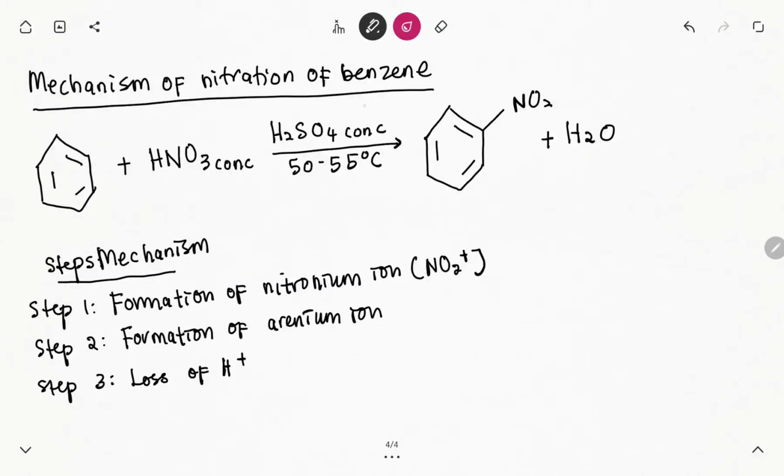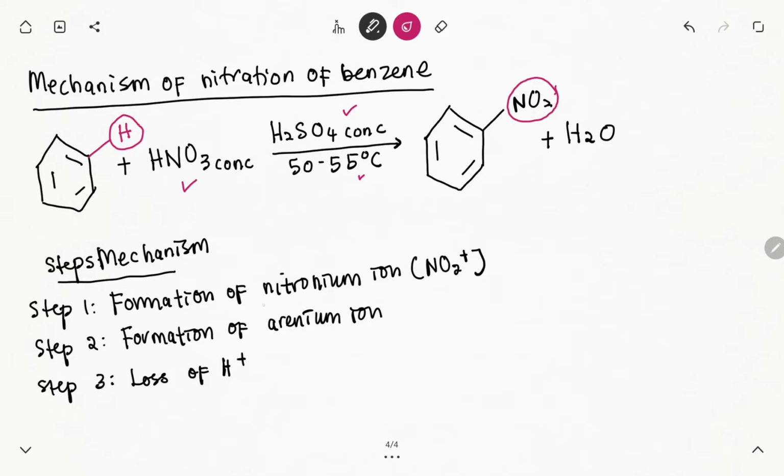Mechanism of nitration of benzene. It involves the reaction between an aromatic ring, an arene, and concentrated nitric acid, in the presence of concentrated sulfuric acid as catalyst, at 50 to 55 degrees Celsius. The process involves substitution of one hydrogen atom with the nitro group, NO2, and the side product is H2O. So now we need to prove how NO2 can substitute hydrogen by using the concept of electrophilic aromatic substitution reaction, based on three steps.